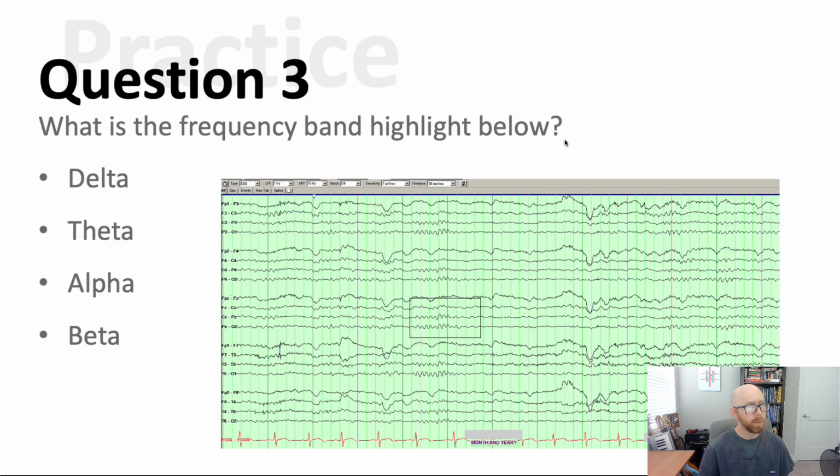Okay, question 3. What is the frequency band highlighted below? If you're looking down here at this box here, you see a certain number of frequencies in here. Would you say this is going to lie in the delta range, the theta range, the alpha range, or the beta range? If you thought it would be in the alpha range, you'd be correct. Recall again that the delta frequencies are less than 4 hertz, theta is between 4 and 8 hertz, alpha is 8 to 13 hertz, and beta is greater than 13 hertz.